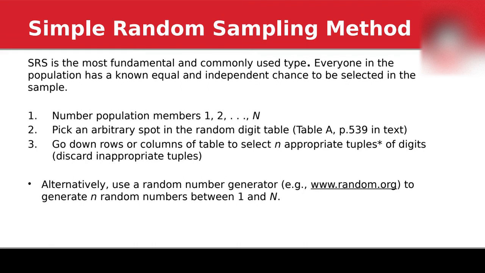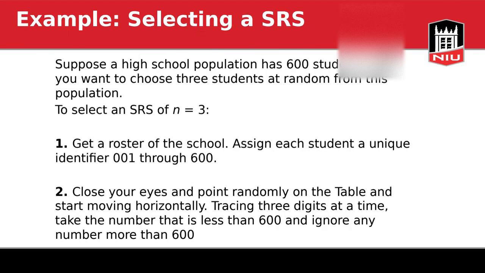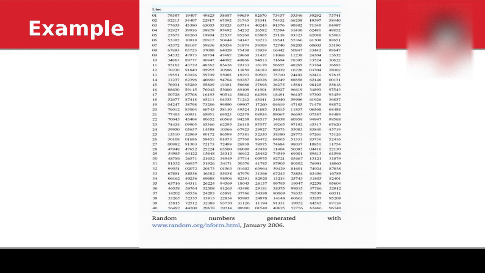Mainly what you do, you close your eyes, you point to the table. The table is like this. You close your eyes, you point your finger to any number on the table, and then select 3 digits or 4 digits in this case, because we are talking about the university students, 4 digits. And if the number is below 5,000, you take it. If it's above 5,000, it's not in the sampling frame, you just ignore it.